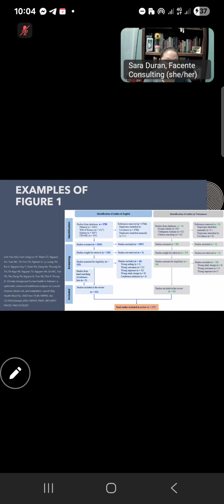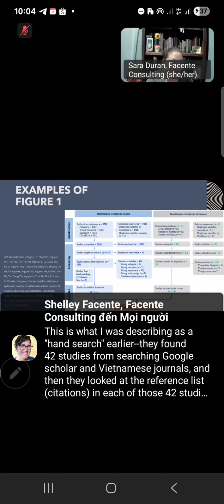And then you'll see here, we've talked a lot already about full text articles and what to do if something cannot be retrieved. So they have this very clearly here. Studies sought for retrieval was 158, but they could not retrieve 3 of these in English. And same on the Vietnamese side. They had 37 that they sought for retrieval, and then they could not retrieve 3 of those, so they excluded all of those studies.